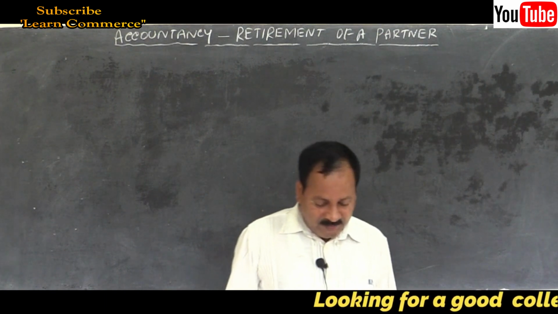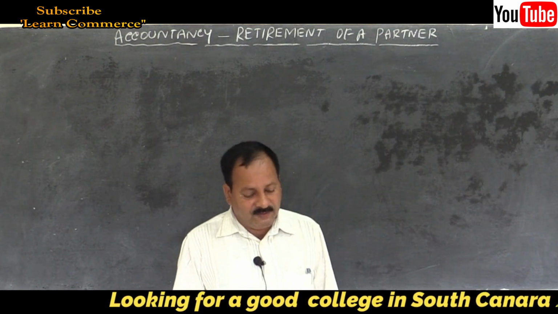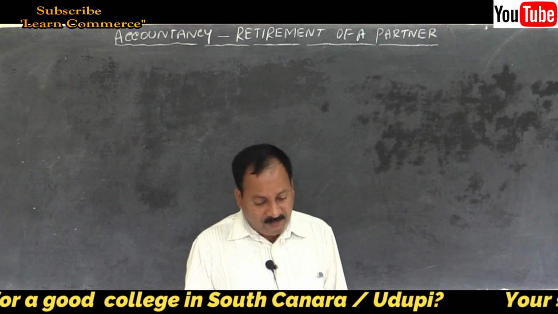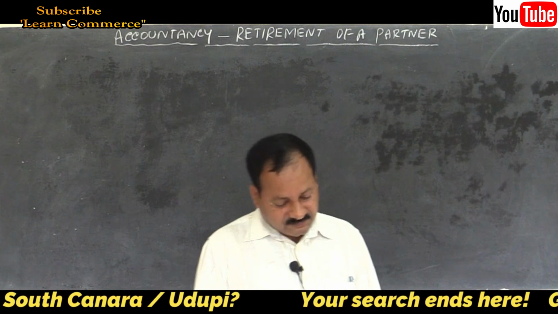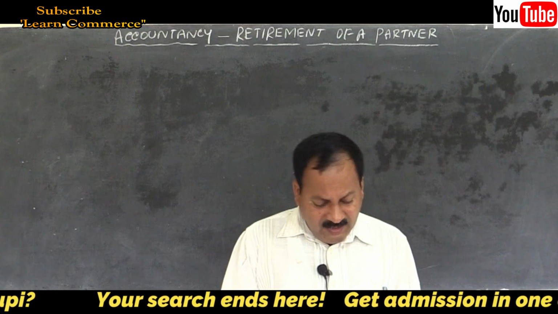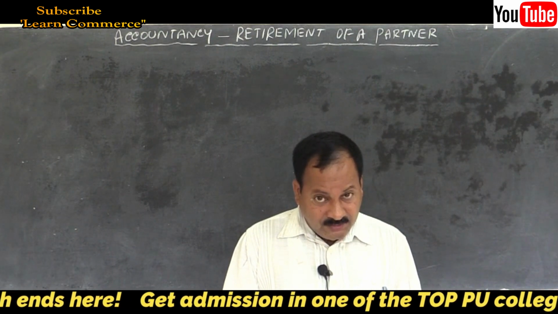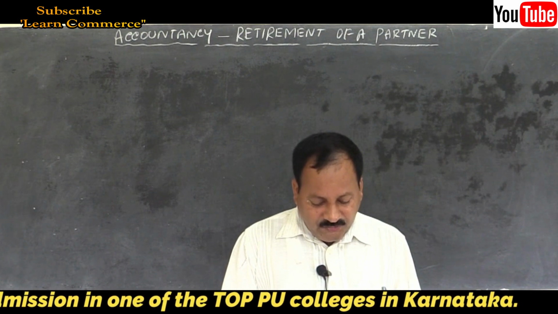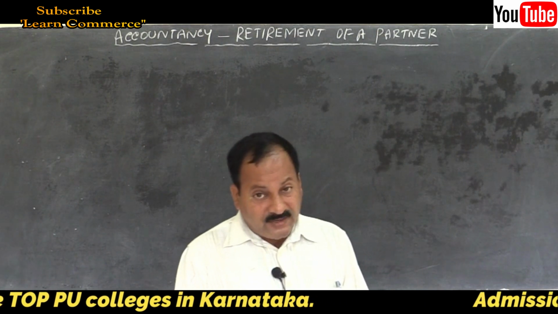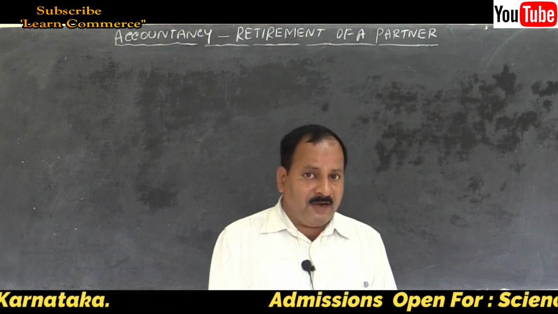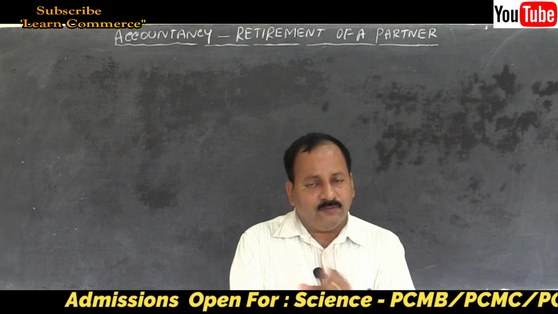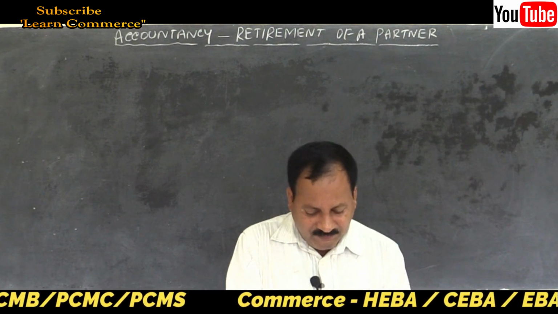Fourth one, problem number 4, page number 51. Now let me read out the problem and we will solve the problem. A, B and C are partners. Here 3 partners are there, sharing profits and losses in the ratio of 1:1:1. 3 partners, 1:1:1 means equal partners. So 1/3, 1/3 and 1/3, correct.